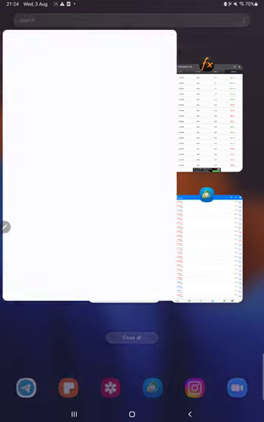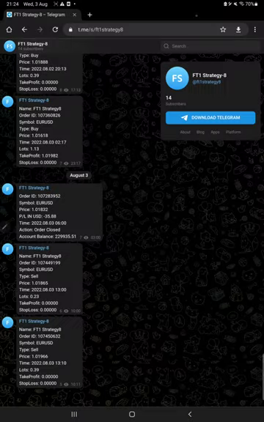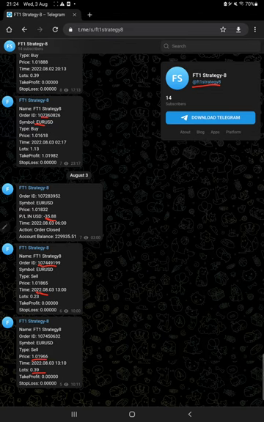Also, the strategy is connected on MT4 to Telegram, so by joining this channel, FT1 Strategy 8, each and every trade as per their order ID you can verify, how much lot size we have traded, how much profit and loss we have booked, all the details you can verify.